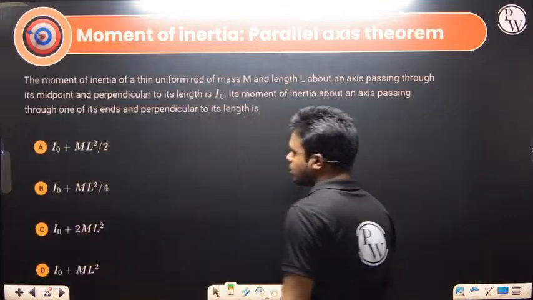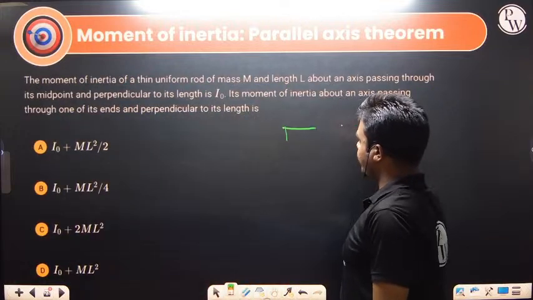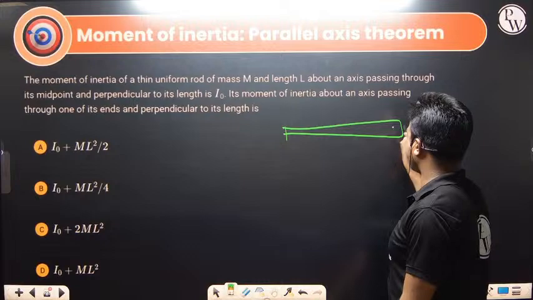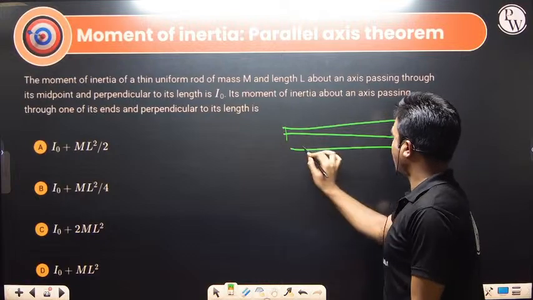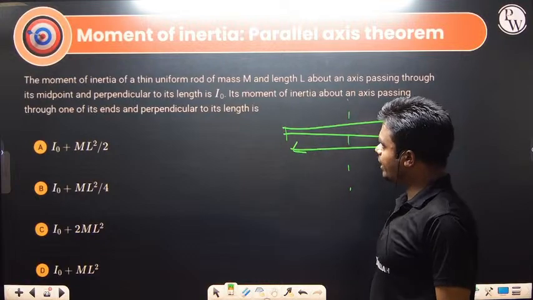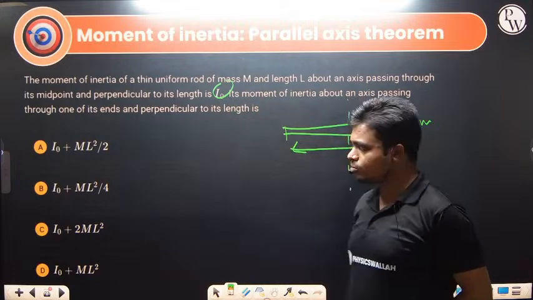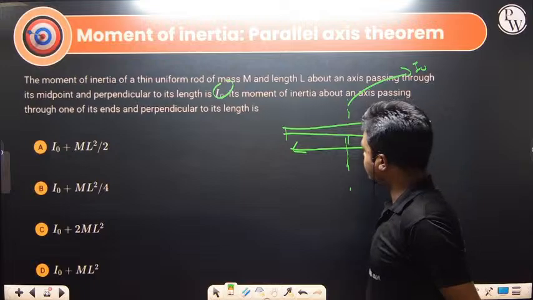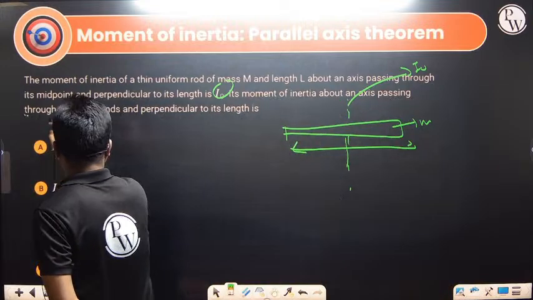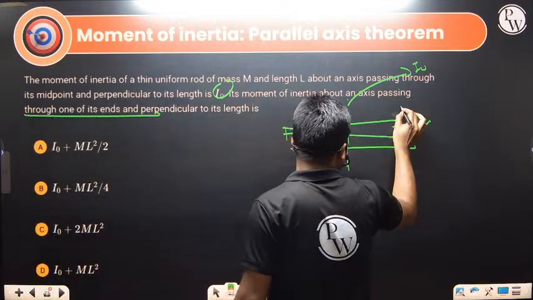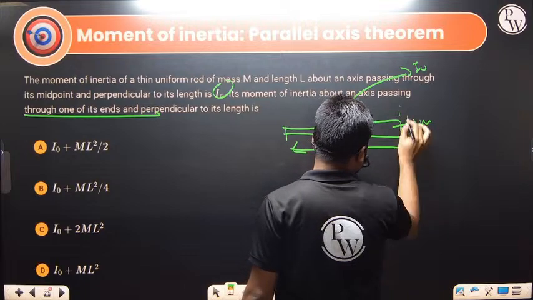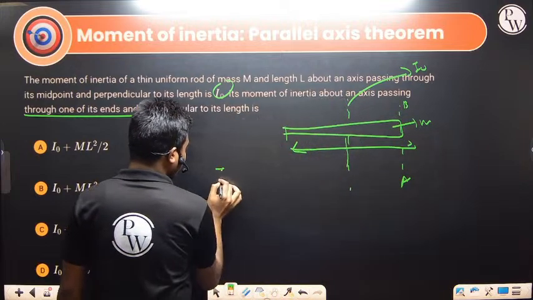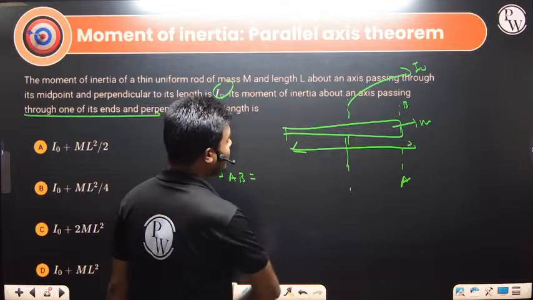Moving to the next question, again the question is coming from the moment of inertia. Here we have a uniform rod of mass m, length L. The moment of inertia about an axis passing through its midpoint and perpendicular to its length is I naught. So the moment of inertia about the center of mass is I naught, and they're asking what is the moment of inertia about an axis passing through one of its ends and perpendicular to its length. About this particular axis they're asking the moment of inertia.